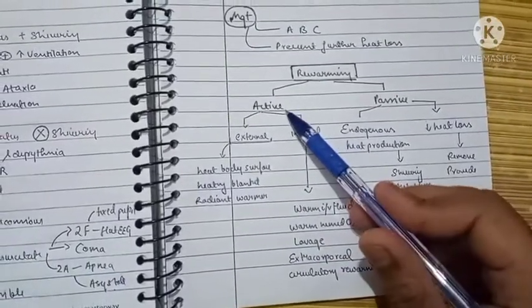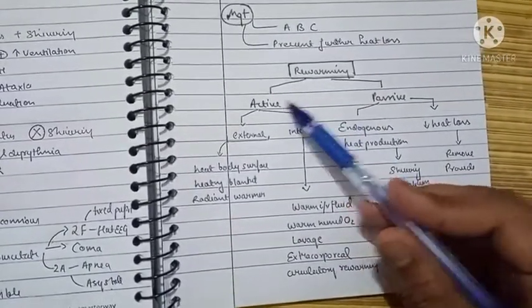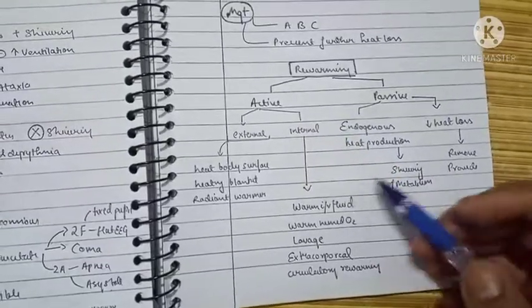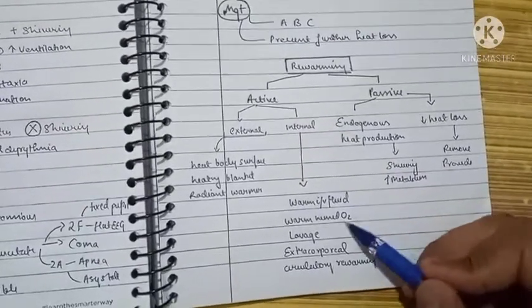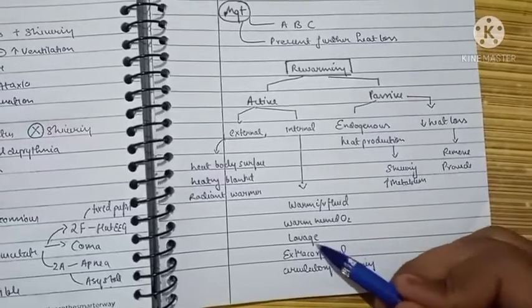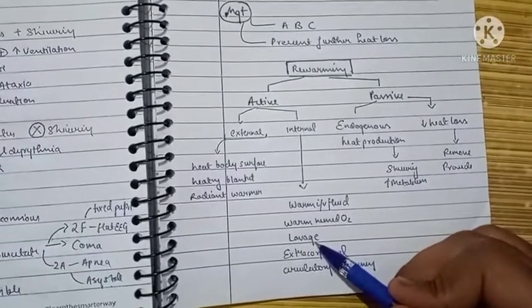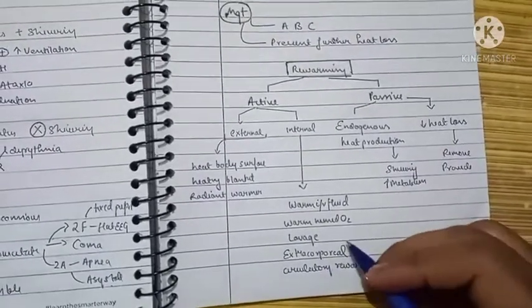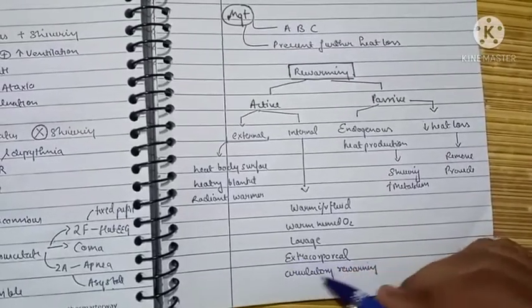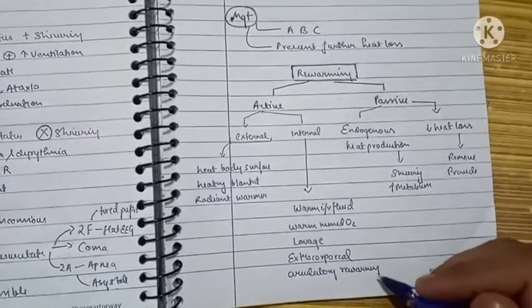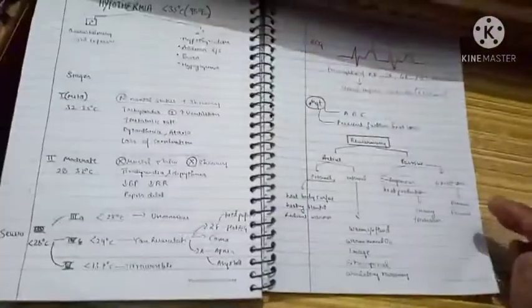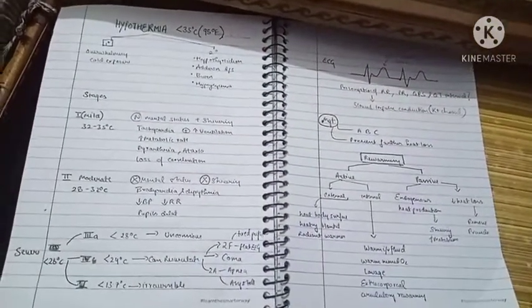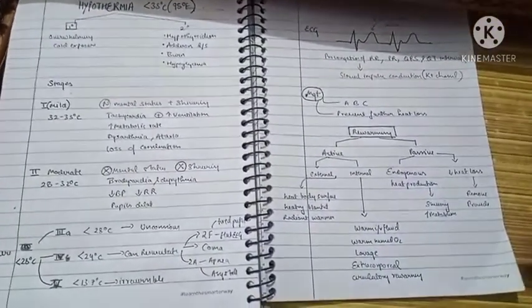What is an active internal rewarming? We give warm IV fluids, warm humid oxygen. We go for lavage that can be peritoneal or gastric lavage that are very helpful in this case. We can also go for extracorporeal circulation with rewarming. Okay, so these are some of the things we needed to know about hypothermia and its management.